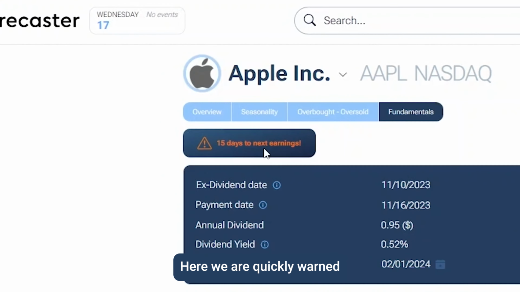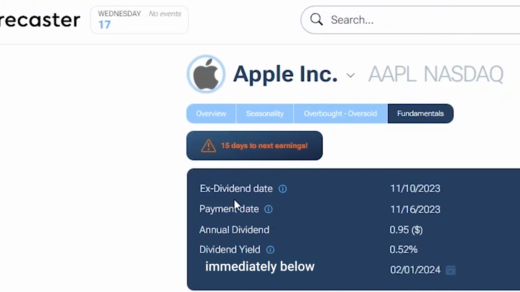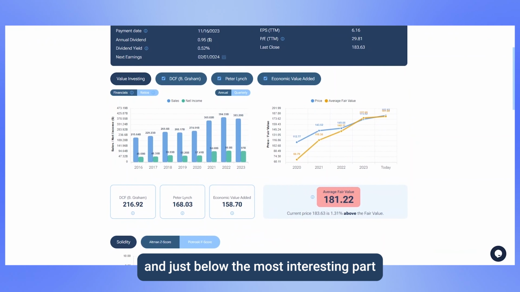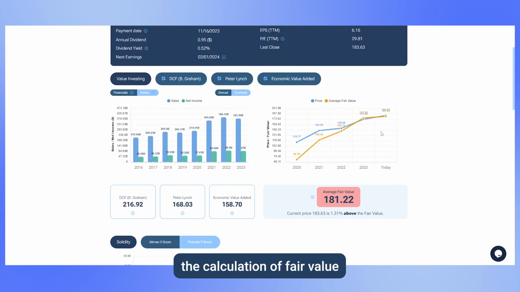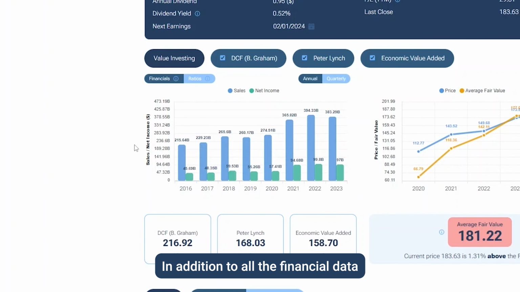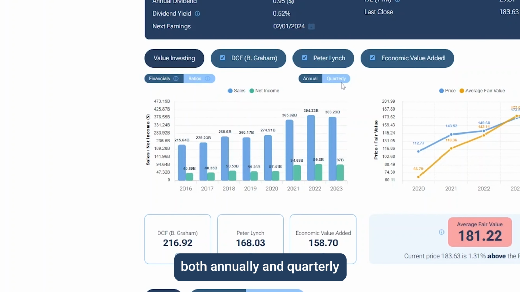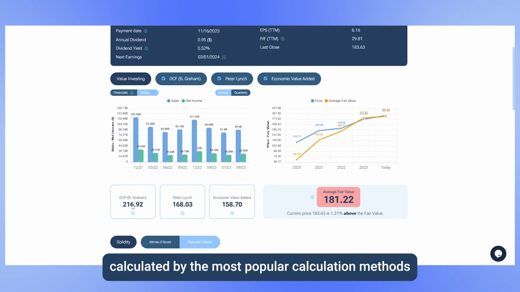Here we are quickly warned that in a fortnight, Apple will announce upcoming profits. Immediately below, we find the most important data concerning the company, and just below the most interesting part of the Forecaster's fundamental analysis tool, namely the calculation of fair value. In addition to all the financial data and ratios for previous years, which we can find both annually and quarterly, we have the fair value of the stock calculated by the most popular calculation methods.